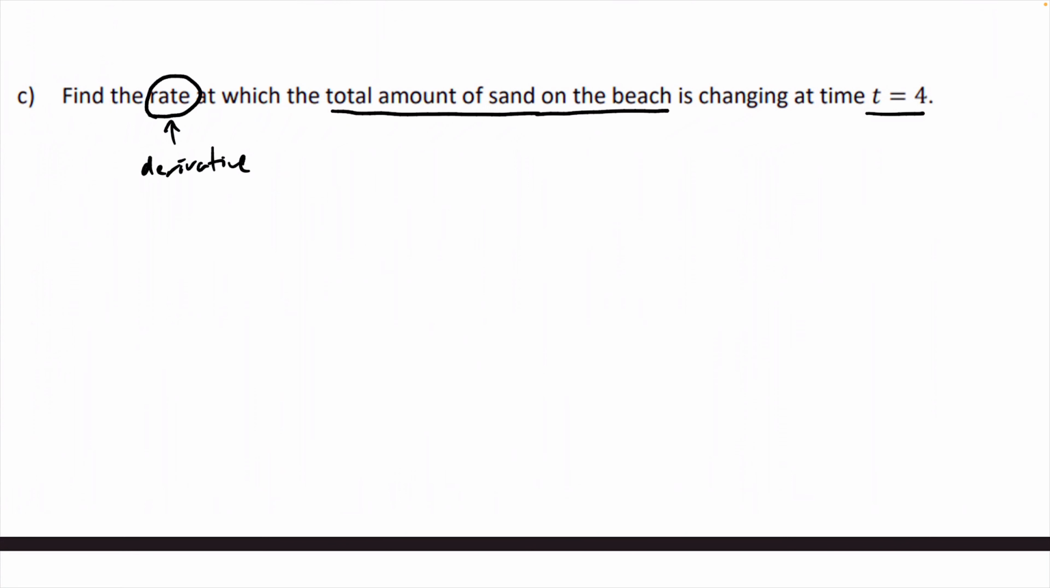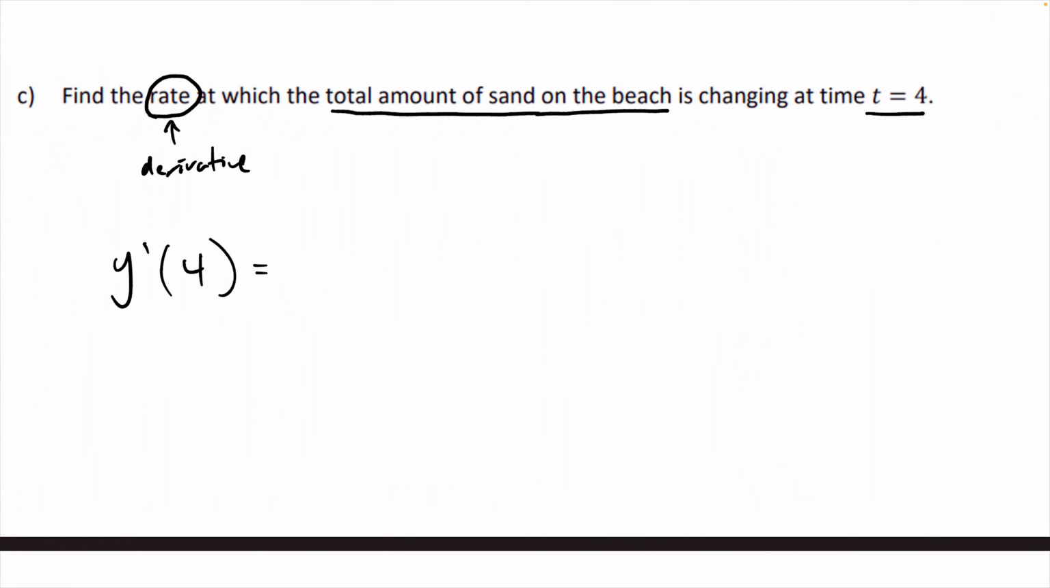Derivative of the total amount of sand on the beach. Does that sound familiar? That's y, right? Isn't that y? So what they're asking you to do is just find y prime at 4. Y prime at 4. That's all they're asking you to do.